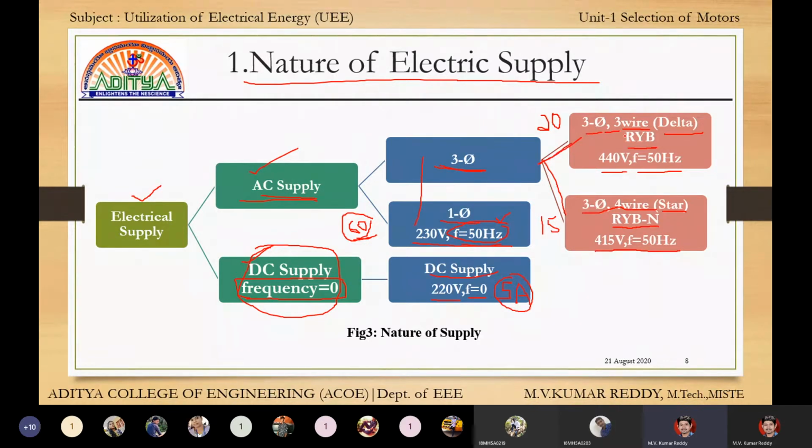First one is three phase 3 wire, and second one is three phase 4 wire. Three phase 3 wire is called a delta connection, and three phase 4 wire is called a star connection. For a delta connection, voltage is 440 volts, frequency 50 Hz, and current is 20 amperes. For a three phase 4 wire star connected supply, voltage is 415 volts, frequency 50 Hz, and current is 15 amperes.